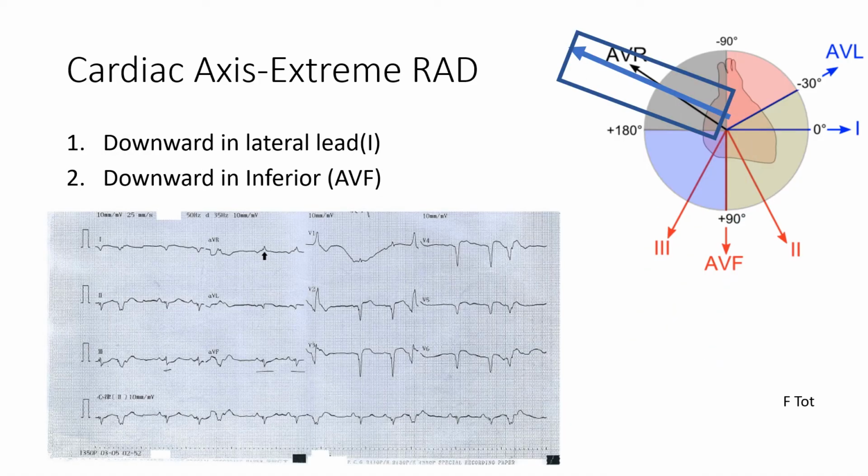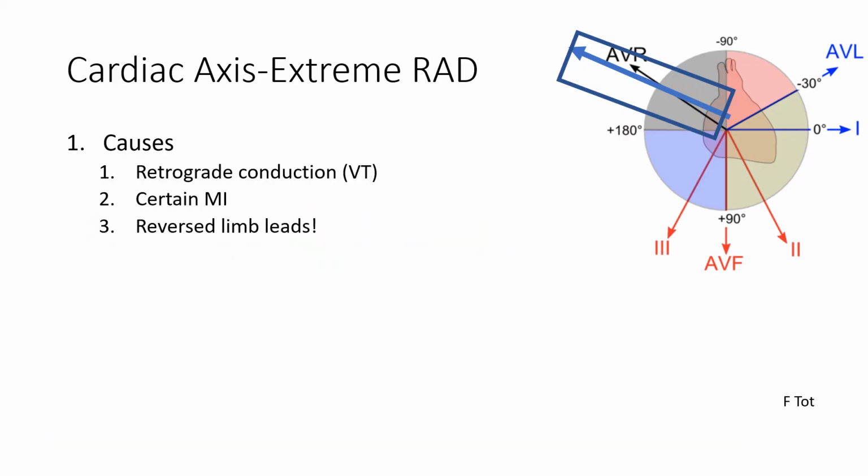A very extreme form of axis deviation is extreme right axis deviation. You will be downward in your lateral and in your inferior leads because the net total force is moving upward and to the right. Causes of extreme right axis deviation can include retrograde conduction, where the force begins in the left ventricle and moves backwards up to the left atria, and we get a net depolarizing force of upward and to the right. Certain myocardial infarctions can cause this, and the most common cause in a normal healthy person would be reversed limb leads.